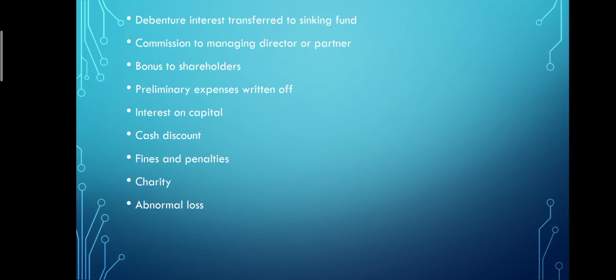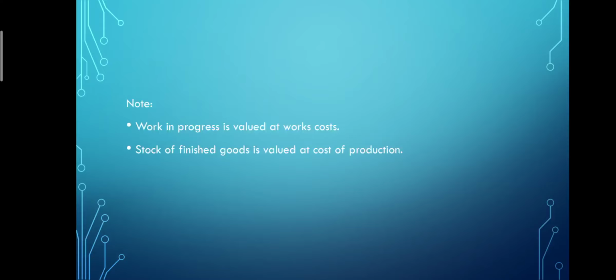Now next we are going to learn important notes before solving the problem. Work in progress is valued at work's cost. Second point is stock of finished goods. Stock of finished goods is always valued at cost of production. So suppose they ask us to find the cost per unit, in such a case the cost per unit of cost of production will be considered for stock of finished goods, whether it is opening stock or closing stock.